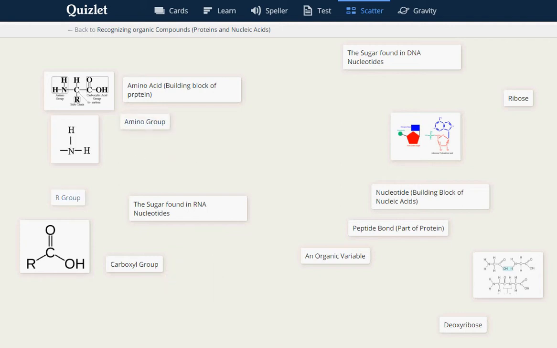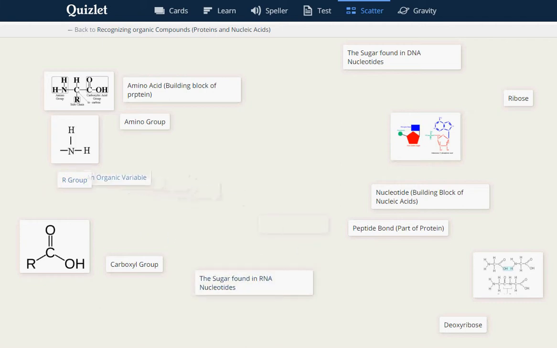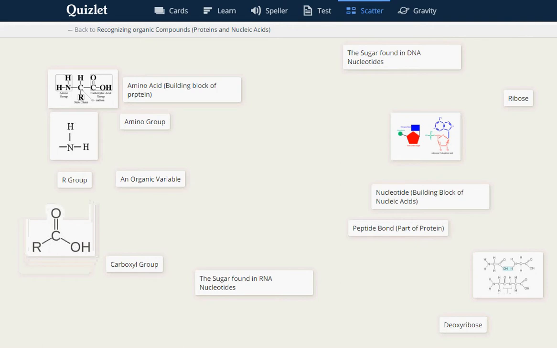They contain this R group. Now, that R group is actually what's called an organic variable. So that can be anything that has carbon in it. In reality, what makes the difference, there are about 20 different amino acids that your body uses, is they all have the top the same. They have an amine group at the top. They have this thing, carbon linked to oxygen hydrogen, which is an organic acid called a carboxyl.